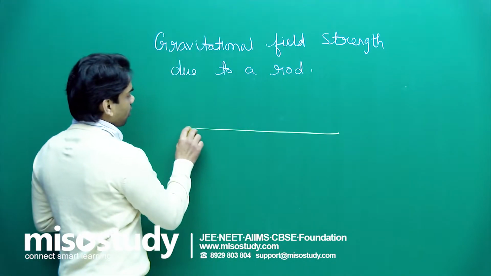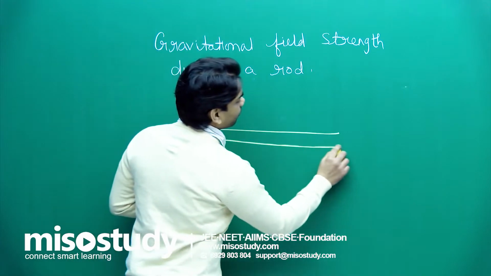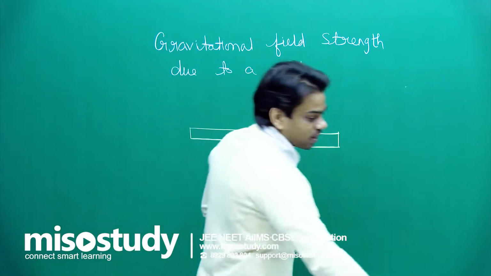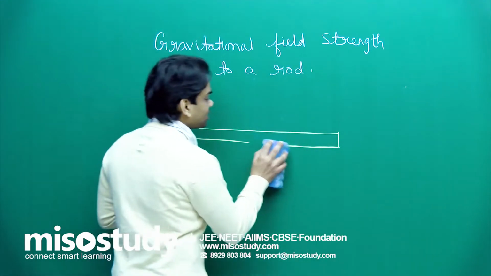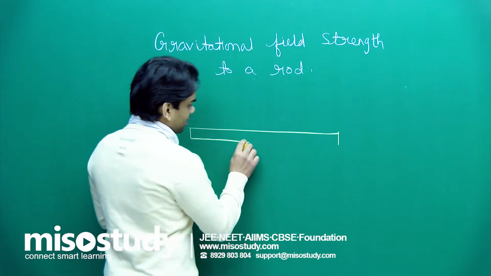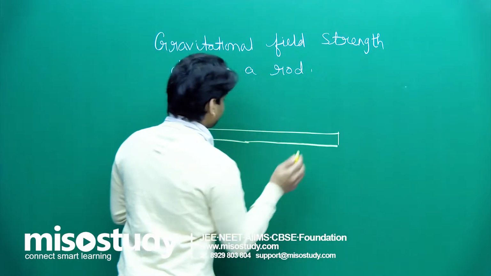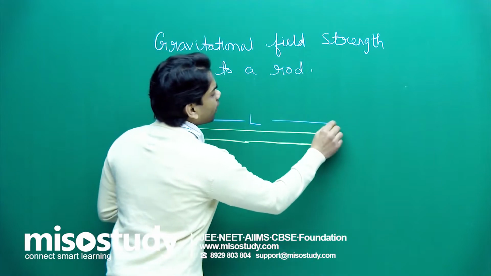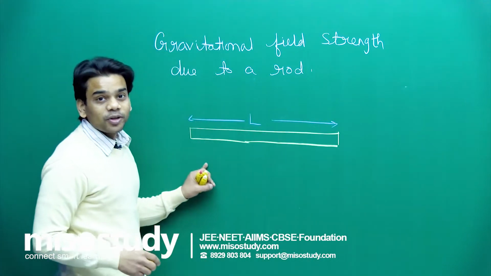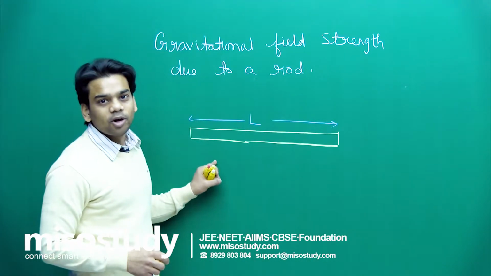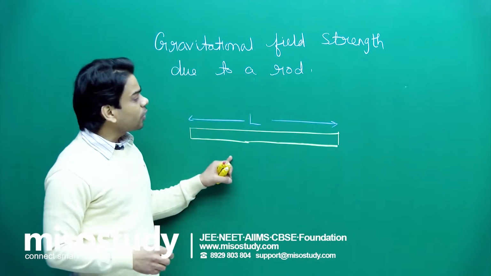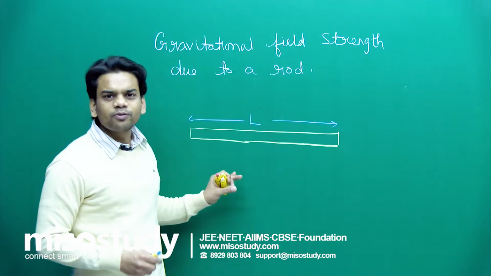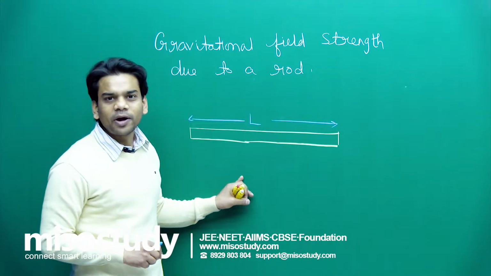Let's say this is a rod, and the variables used to specify it are its mass, capital M, and its length, capital L. Now where are we interested to find the gravitational field strength? That is the first important thing to note. You can find it anywhere, but let us take some point where we can symmetrically find the value of gravitational field strength.